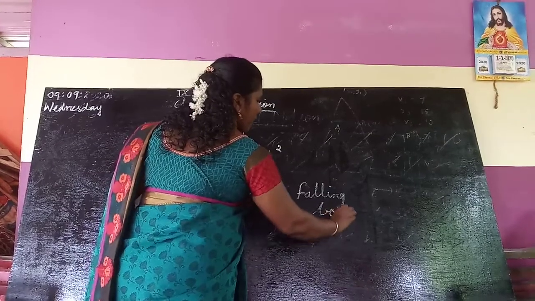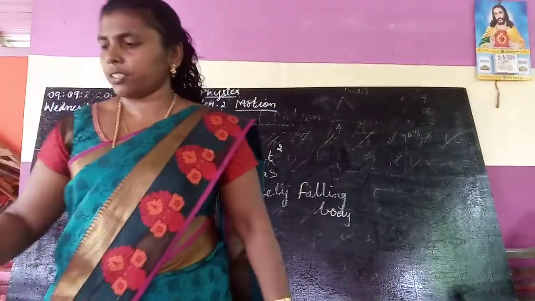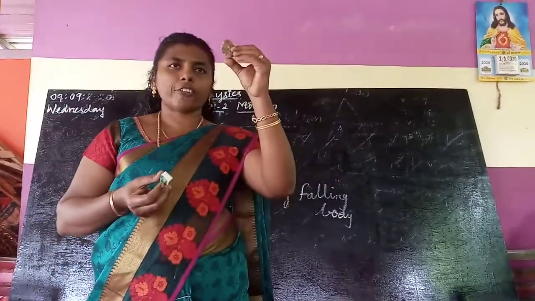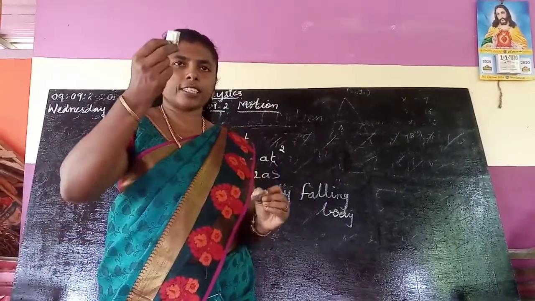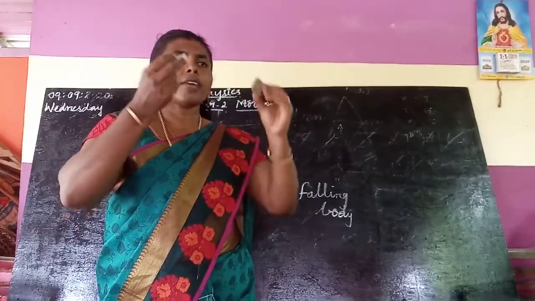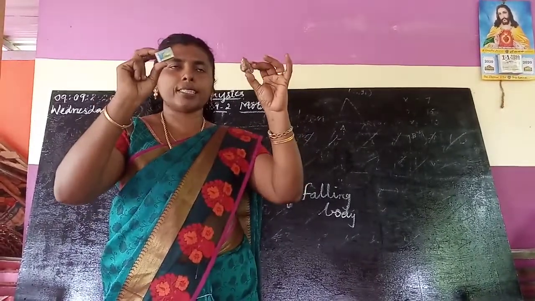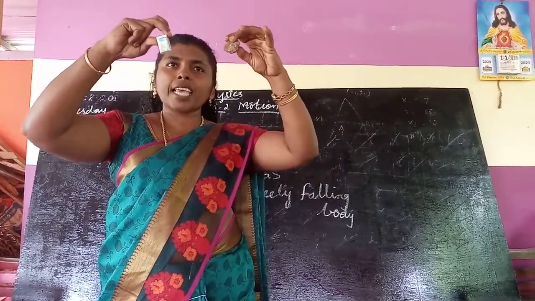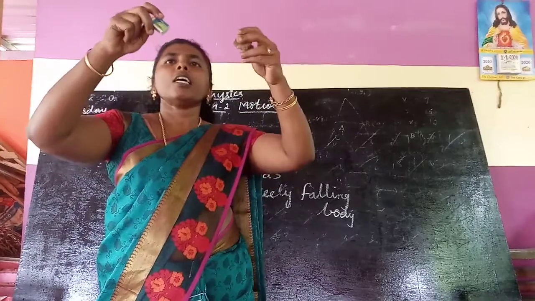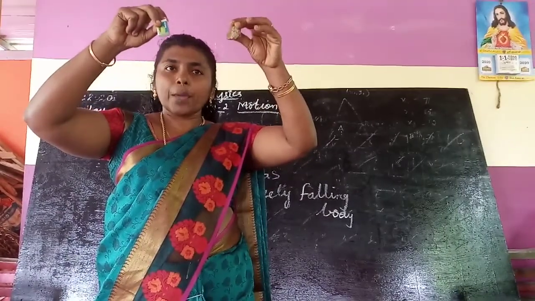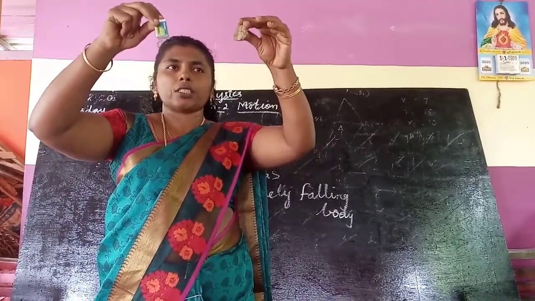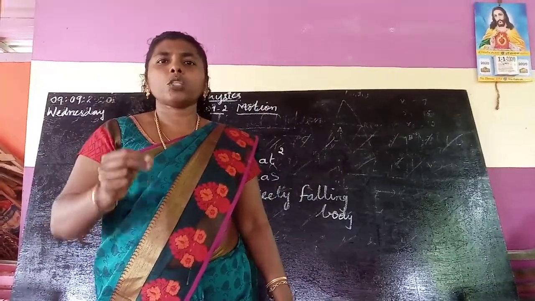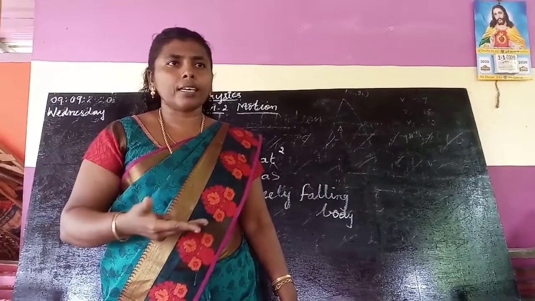Freely falling body. Now we can see some activities. We have chosen two objects. This all of you know. What is this? Stone. What is this? Eraser. Now I am dropping these objects at the same time, from the same height. Just watch it. What happens, students? At the same time, both objects fall on the ground.